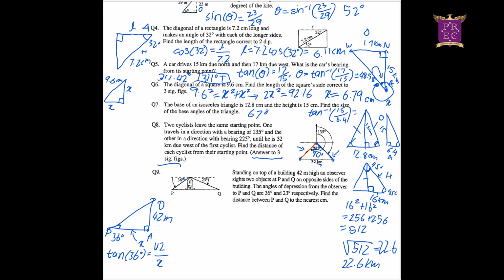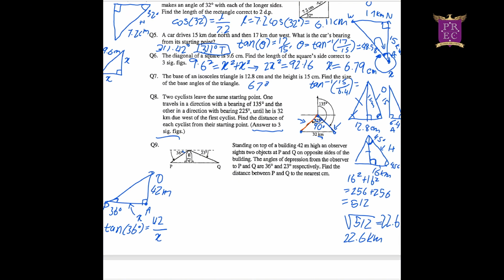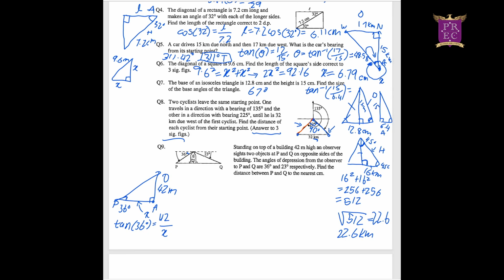Tan 36 is equal to 42 on x. So x would equal to what? X would equal to 42 on tan 36. Put this in the calculator and see what you guys get. I got 57.80 meters.